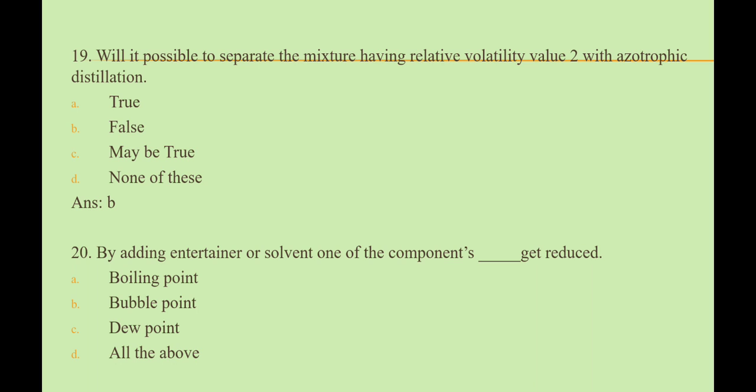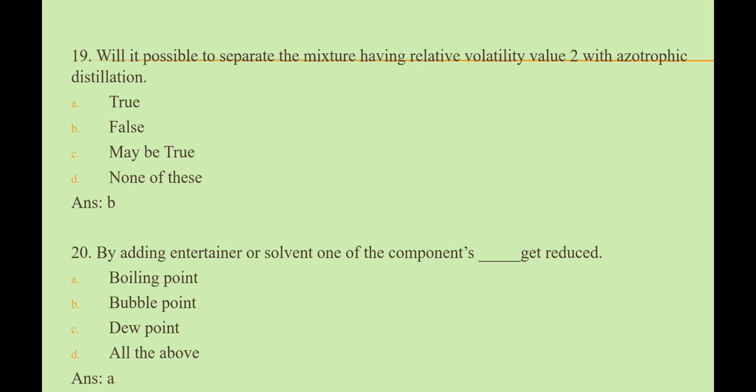Next question is, by adding an entrainer or solvent, one of the component's dash gets reduced. A, boiling point. B, bubble point. C, dew point. D, all of the above. So the correct answer is A, that is boiling point.